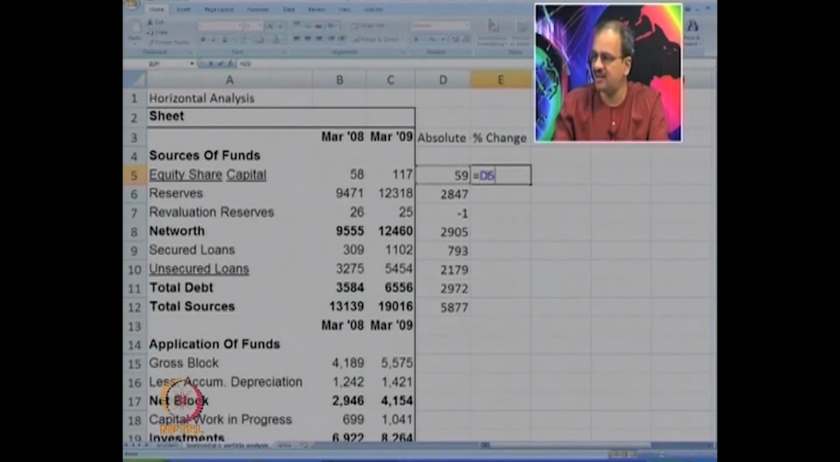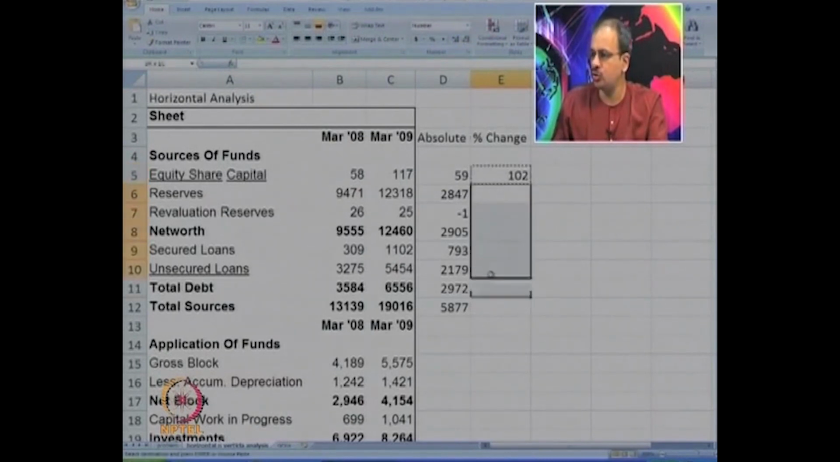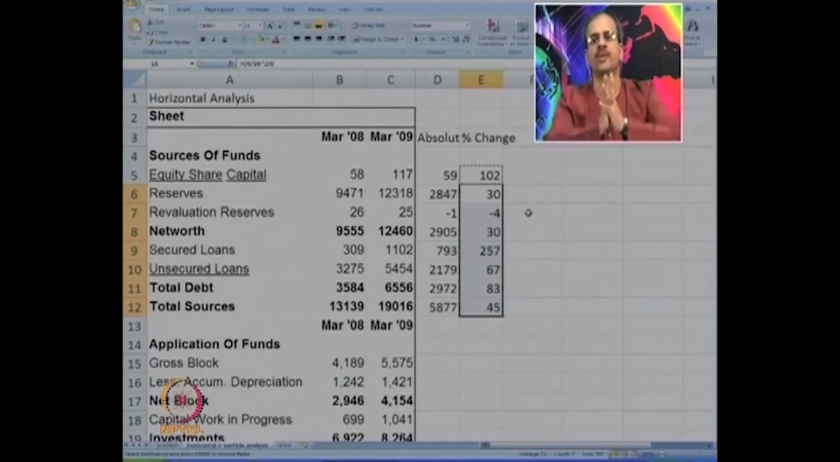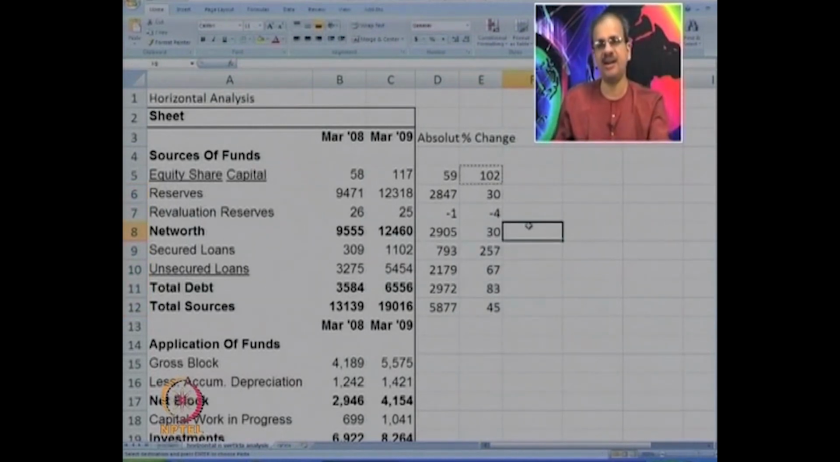So we will relate this 59 as a factor of the base year. So you get 102. So I hope you are getting what we are trying to do. So in percentage terms, if you see, you will realize that equity capital has increased by 102%, that is, it has more or less doubled.